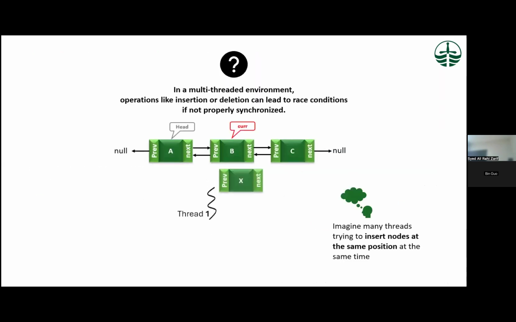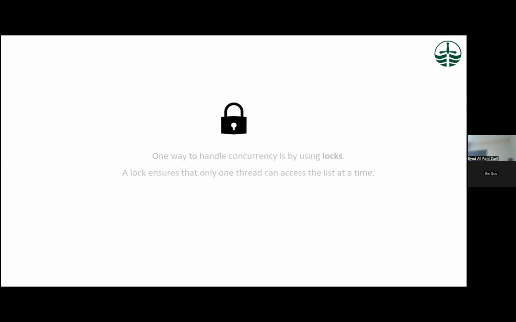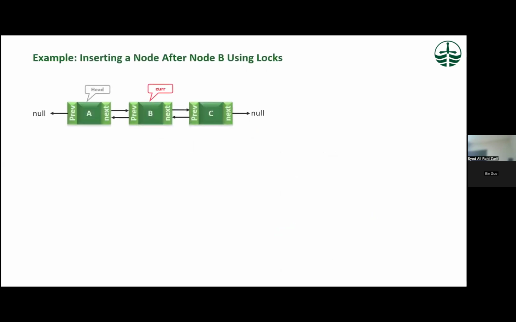Now, what is the problem here? If we are working in a multi-threaded environment, we may have a problem. Like we have many threads here, and they are trying to insert a new node after B. So what will happen in our concurrent or multi-threaded environment? It will create a race condition. So to solve this problem, one way is that we can use locks. We can lock the nodes, and then we can insert the new node in between B and C. So let's see how we can do that.